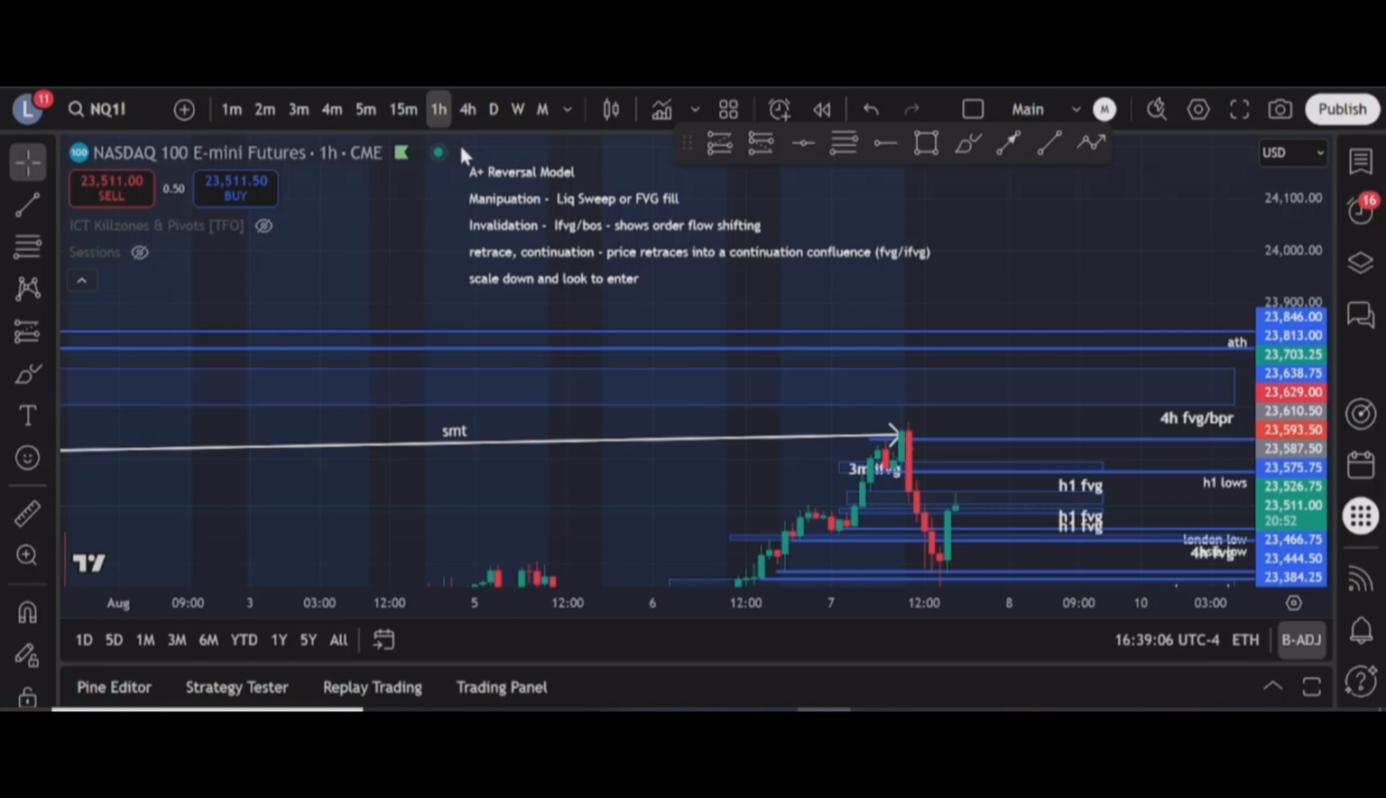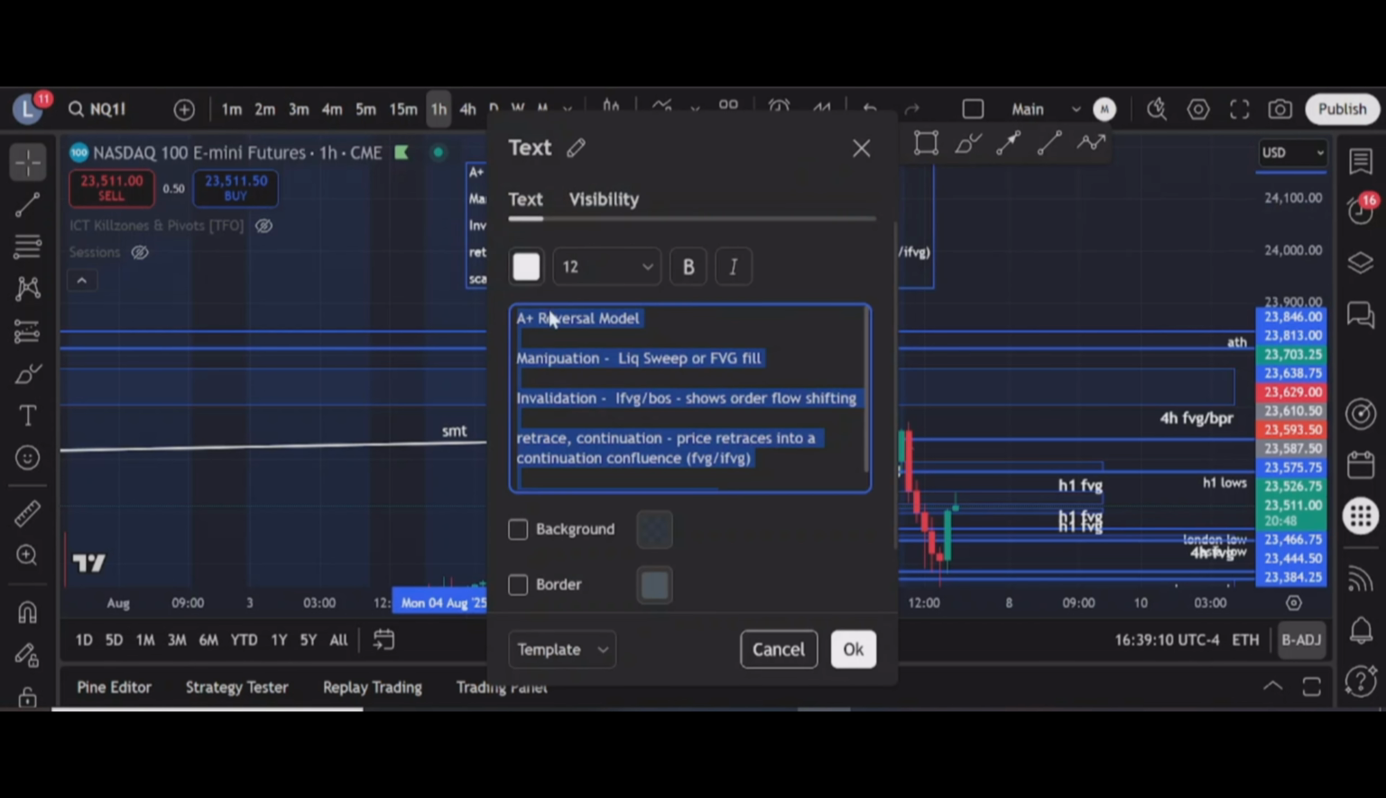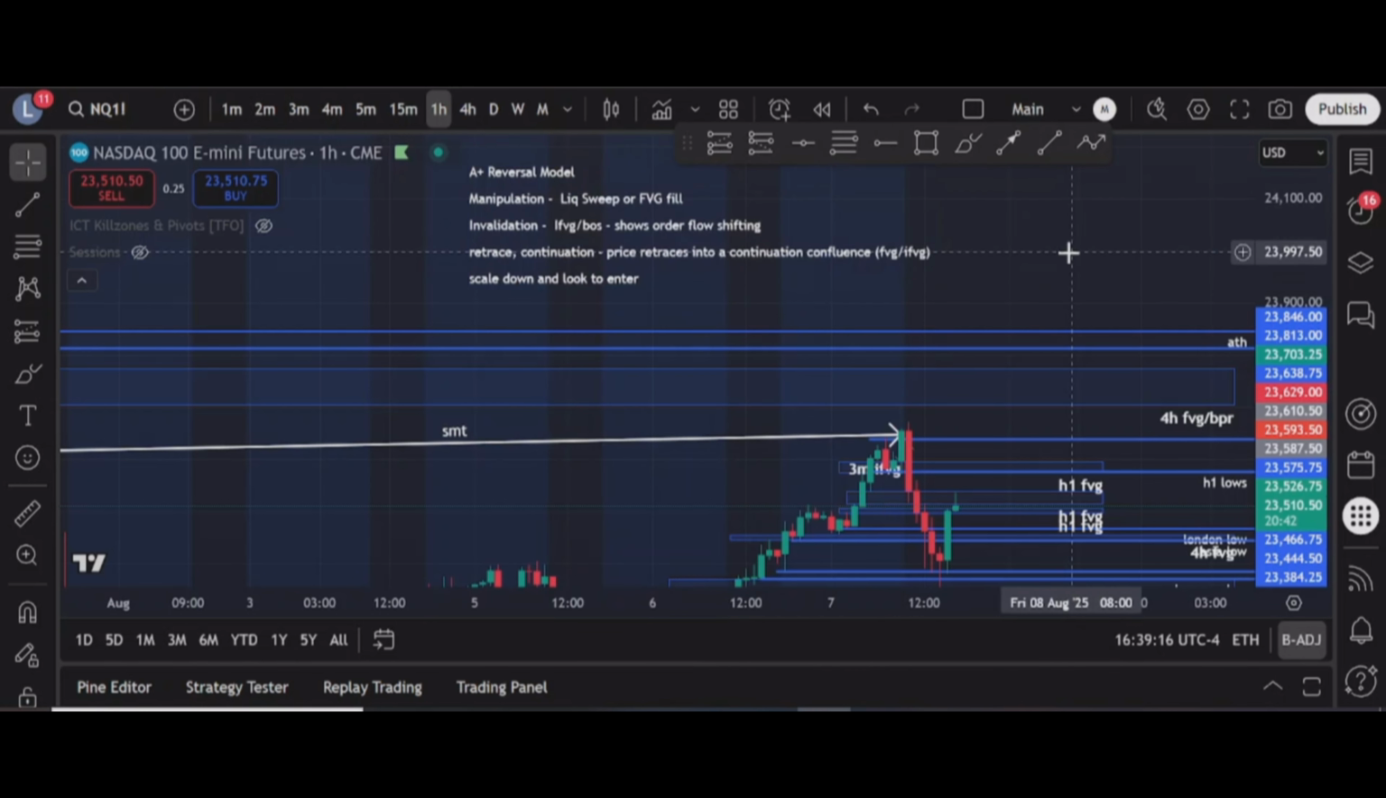Step one is going to be manipulation, and I spelled that wrong, so let me fix that up. But manipulation is basically a liquidity sweep or a higher time frame FVG fill. So for example, say we sweep out a London high, a London low, an Asia high, an Asia low, an hourly high, or 4-hour level, whatever, or a fair value gap fill. That'll be like a 1-hour fair value gap getting filled, or 4-hour fair value gap filled, and then you're expecting the reversal off of it.